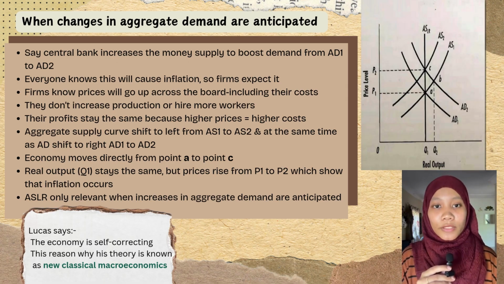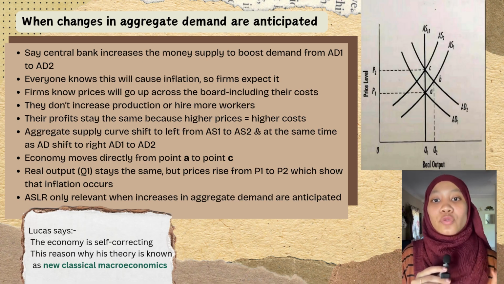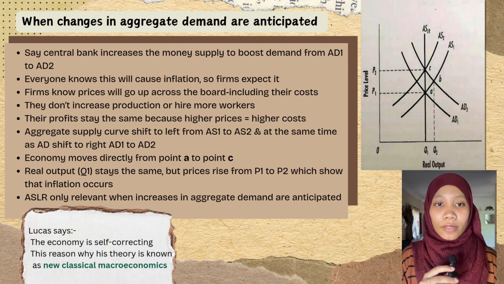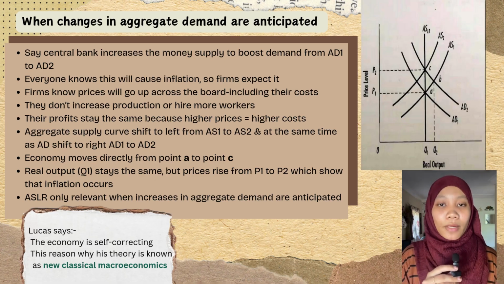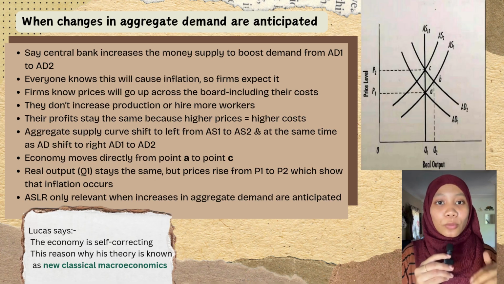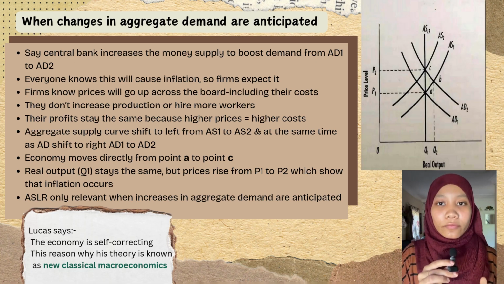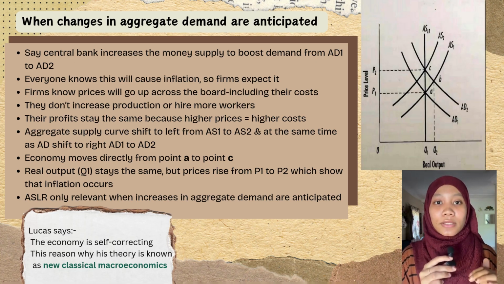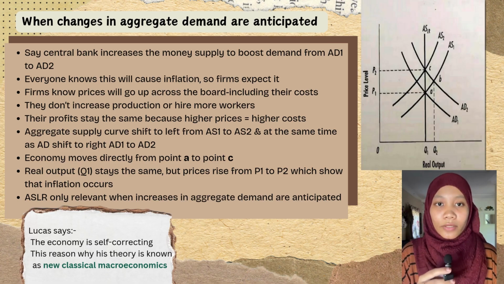The aggregate supply curve shifts to the left from AS1 to AS2 at the same time as AD shifts to the right from AD1 to AD2. The economy moves directly from point A to point C. Real output Q1 stays the same, but prices rise from P1 to P2, which shows that inflation occurs. ASLR is only relevant when increases in aggregate demand are anticipated. Lucas says the economy is self-correcting. This is the reason why his theory is known as New Classical Macroeconomics.